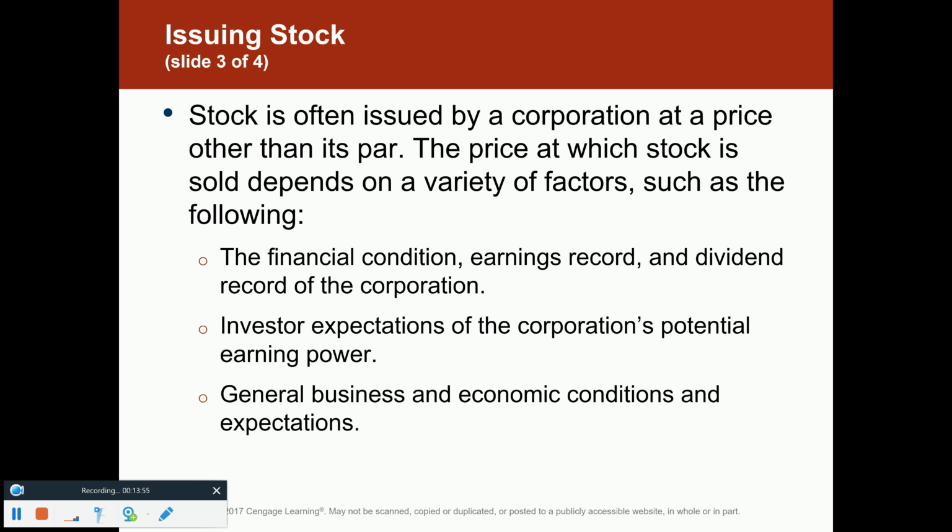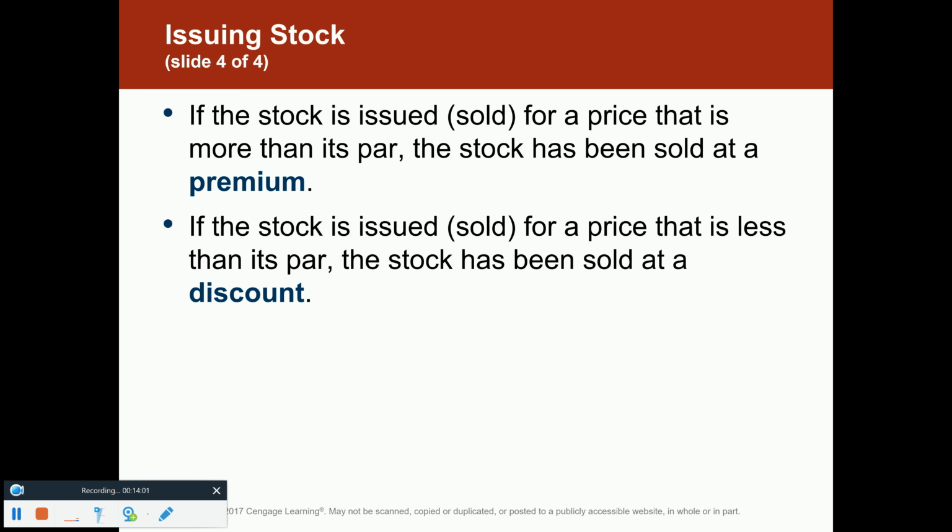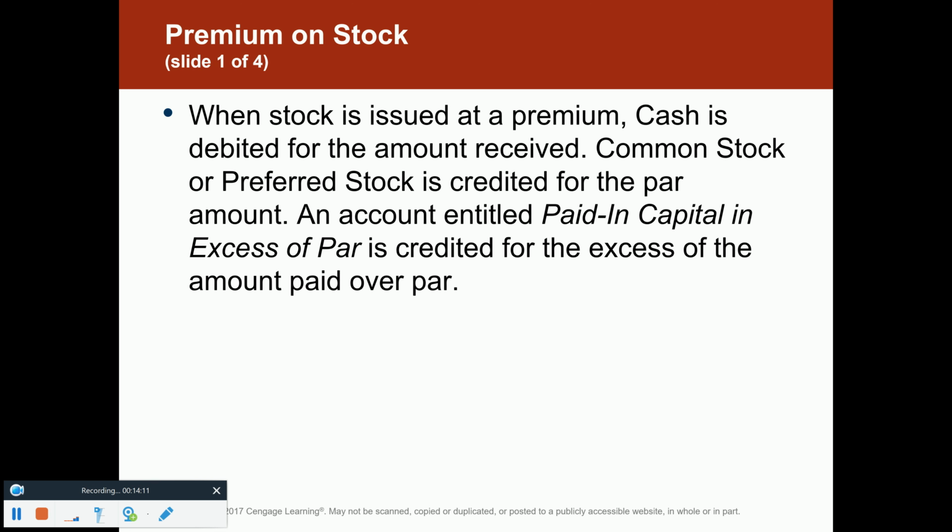Stock is often issued by a corporation at a price other than its par value. Stock usually is sold for a price that's more than its par. Stock is sold at a premium, or if a stock is sold at a price less than its par, it's sold at a discount. We will use this account called paid-in capital in excess of par. I've been calling it additional paid-in capital. It means the same thing.